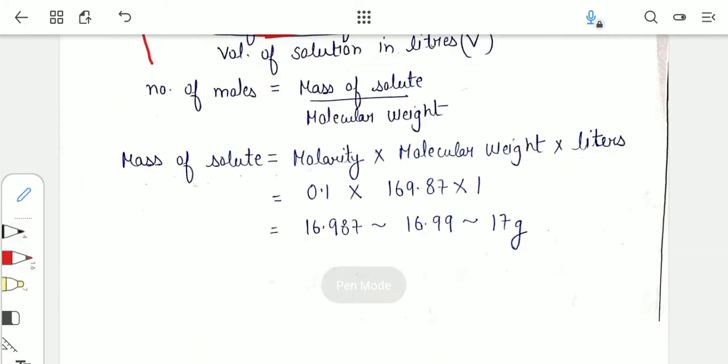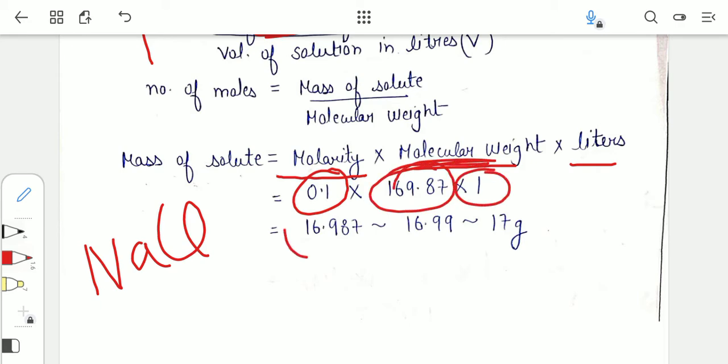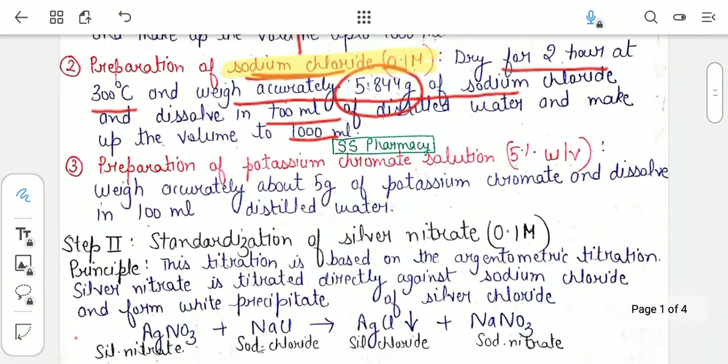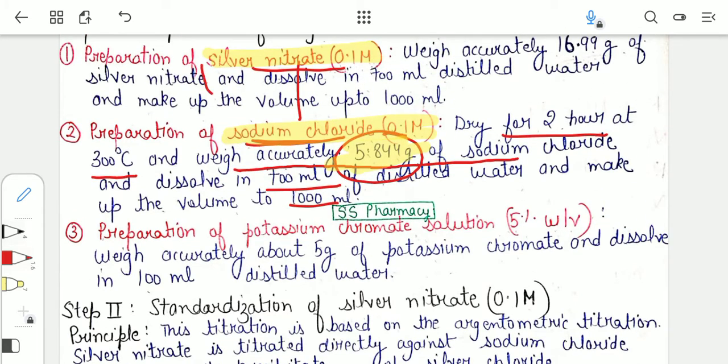This formula was mass of solute is equal to molarity into molecular weight into liters. Again, this solution of sodium chloride which we are preparing must have strength 0.1. So here we will take 0.1, take the molecular weight for sodium chloride, and multiply by 1, and finally we get our required value, which I have already calculated, and it came out to be around 5.844 grams. This means that when we dissolve this much sodium chloride in 1000 ml of distilled water, we will get a solution of sodium chloride having strength 0.1 molar. So far we have prepared our silver nitrate and sodium chloride.